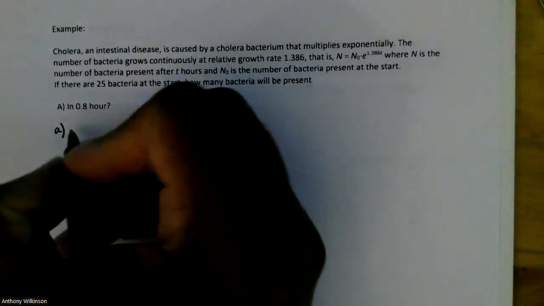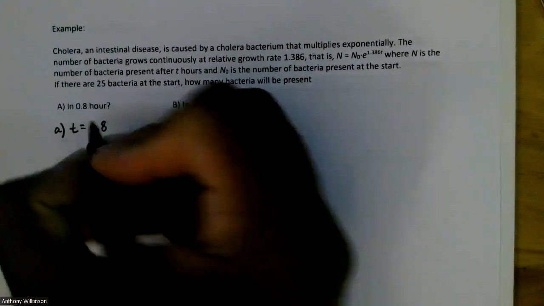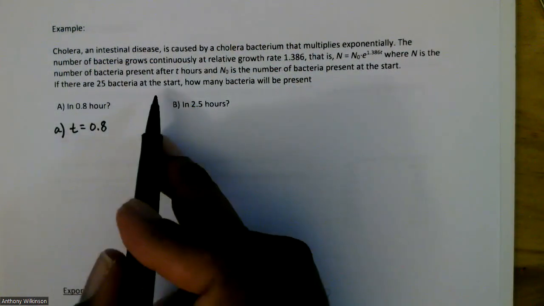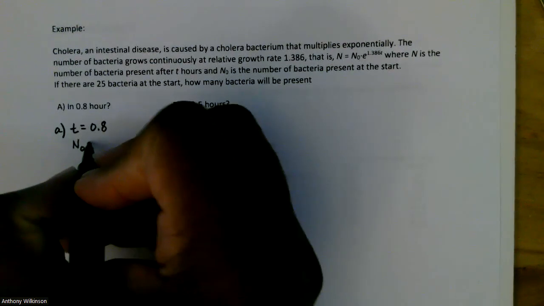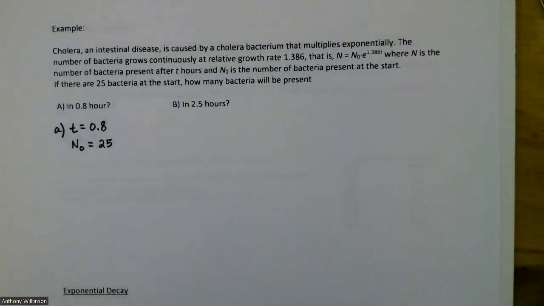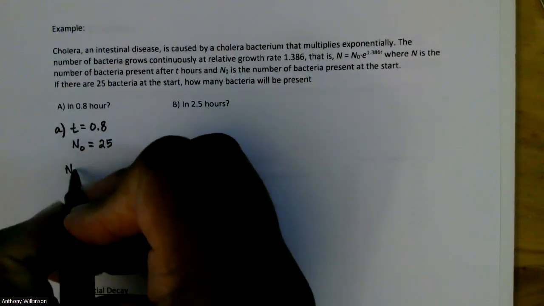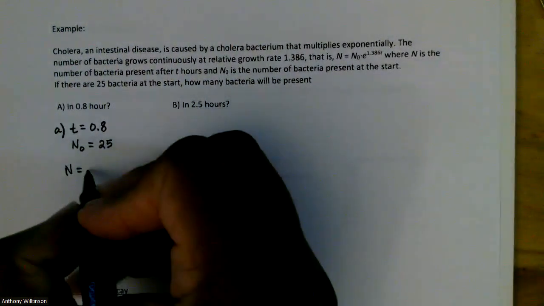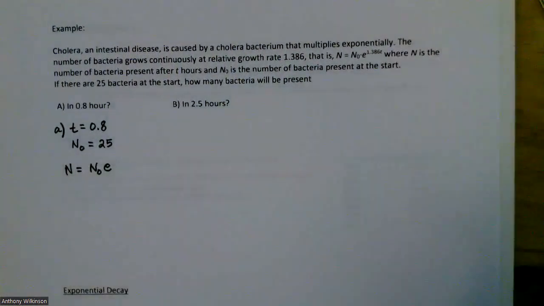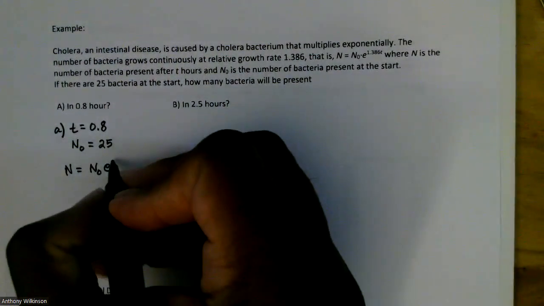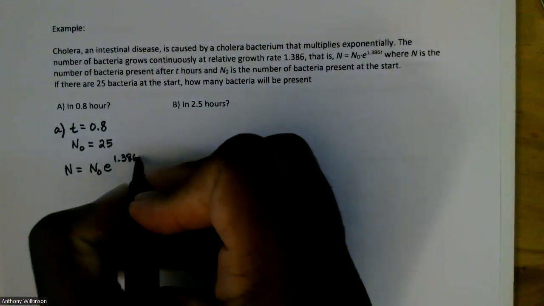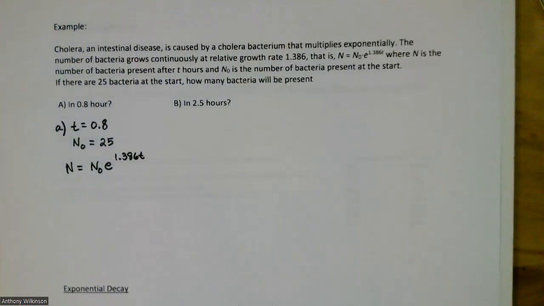So in 0.8 hours, that's your t. And we have 25 bacteria at the start. That's N sub 0. So now let's find out what N is going to be. N, of course, is going to be N sub 0 times e to the 1.386 times t. And that 1.386 represents k, by the way, because k represents the relative growth rate.